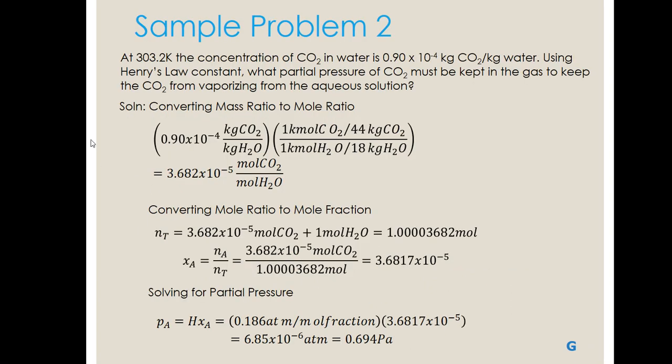Now, if we look at another problem, we're given, again, CO2 at a temperature of 303.2 Kelvin. This CO2 is with water in a CO2 water system. I say mass ratio because the units here are in kilogram CO2 per kilogram water. And their mass ratio is 0.9 times 10 raised to negative 4. Now, we are to use Henry's law constant, and these are the required informations.